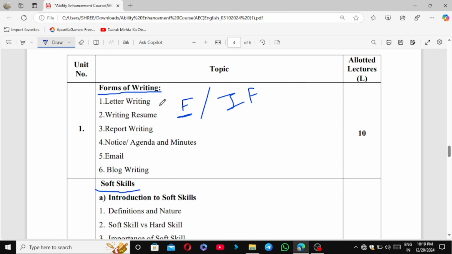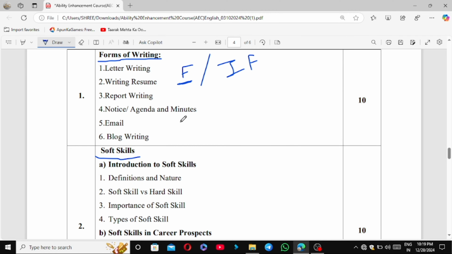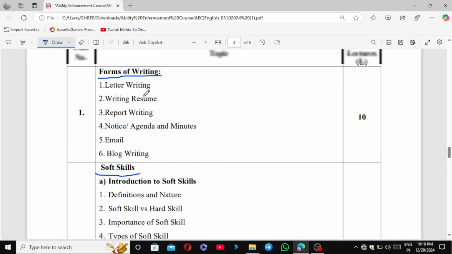Okay, and then informal letters mean writing to your friends, family, relatives, etc. Informal letters are about relationships, like letters you can write to your family, friends, relatives, etc. Okay, so now you can clear this topic. Okay, now you got the idea about this topic, letter writing.